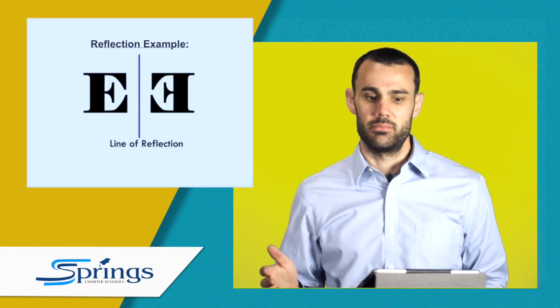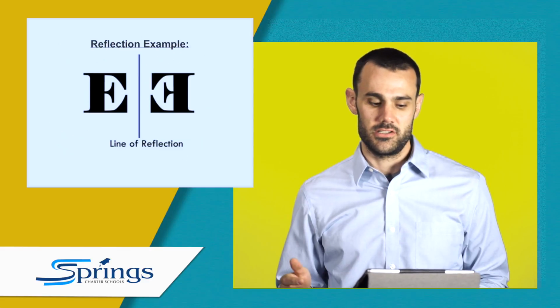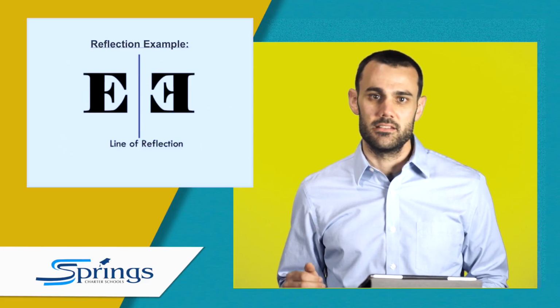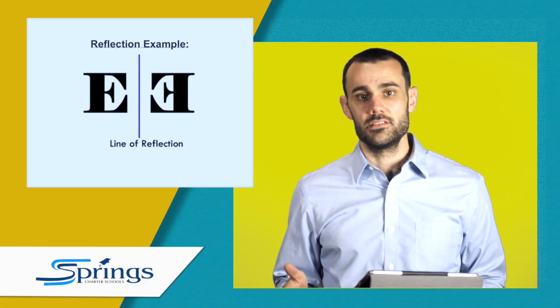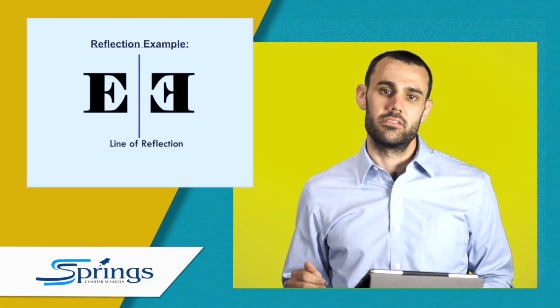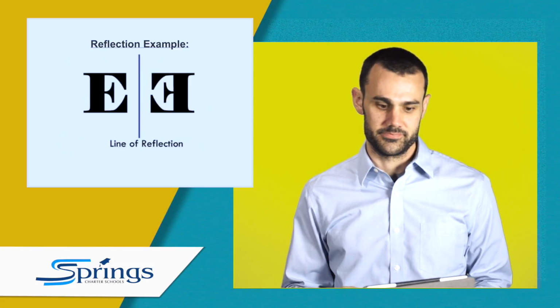A reflection example. We have our line of reflection, which is down the center of our image here. We have what looks like a regular E on one side, and the mirror image or the reflected image which has been flipped over the line of reflection, which gives us that nice reflection example here.